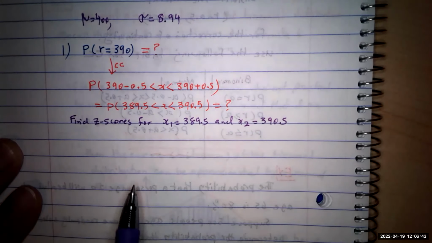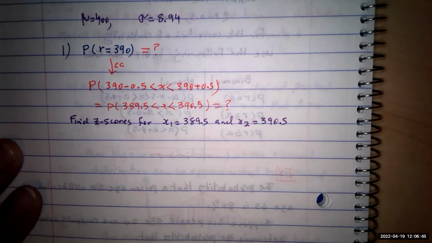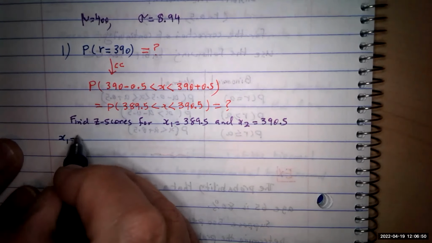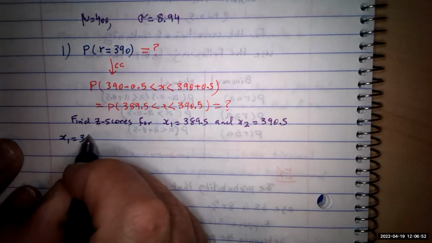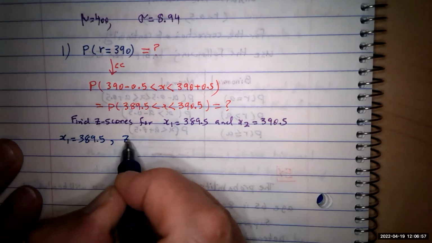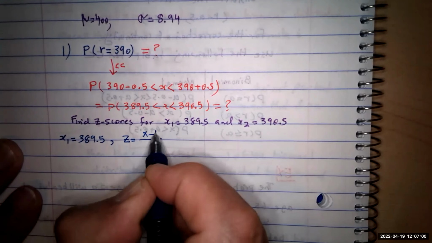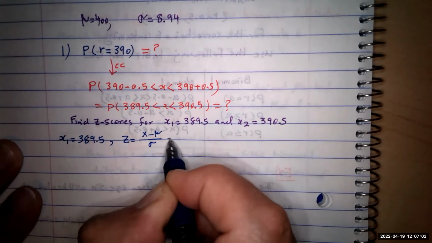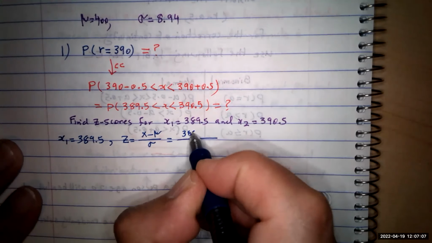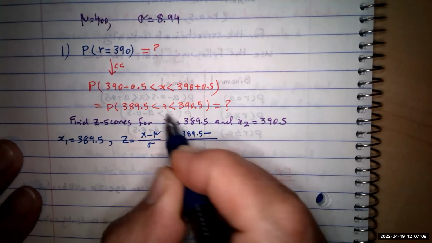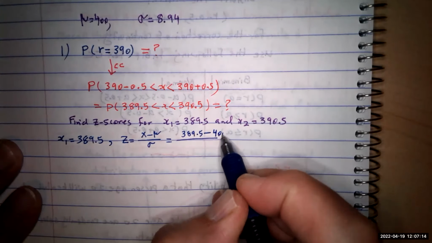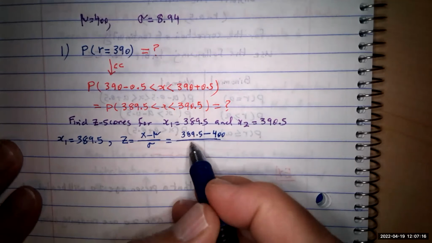So you know the formula for the z-score. There you are for the first one, 389.5. The z-score formula is x minus mu over sigma. Substitute. So 389.5 minus mu, which is 400, over a standard deviation of 8.94.